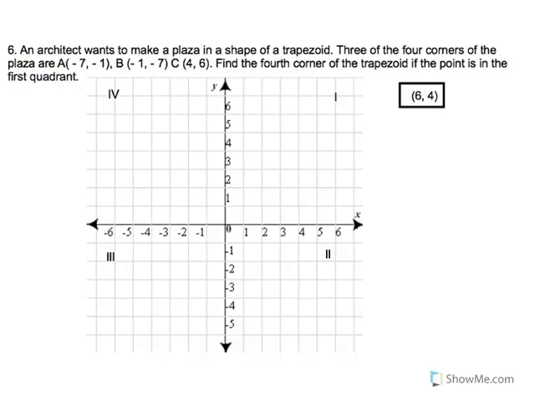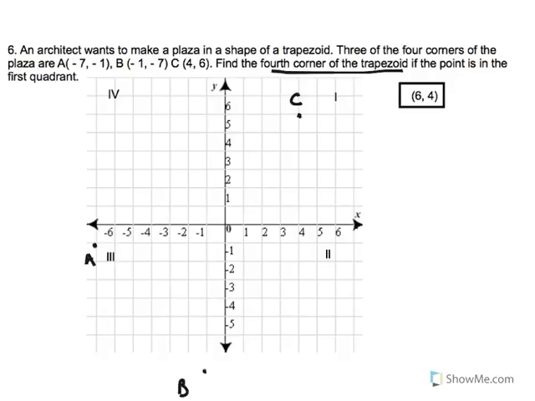So now we are going to do another type of problem with trapezoids. It says here that an architect wants to make a plaza in the shape of a trapezoid. 3 of the 4 corners of the plaza are (-7, -1). Okay, so this one here. (-1, -7). Okay. (4, 6). And the fourth one, we don't know. The fourth corner of the trapezoid, we don't know.